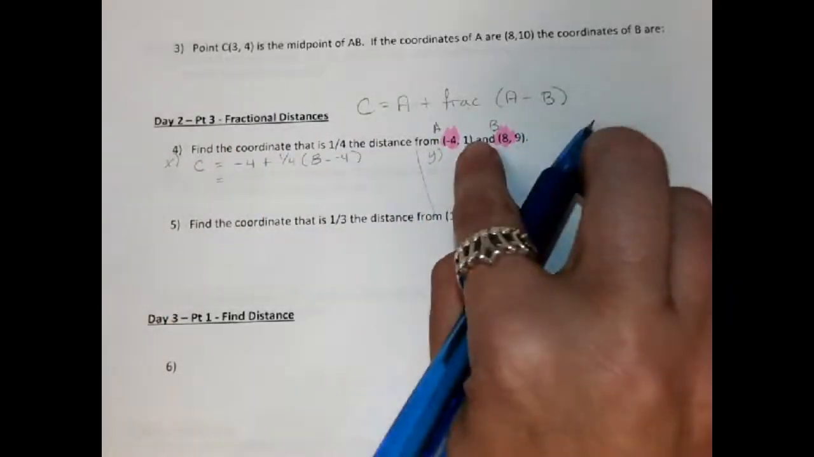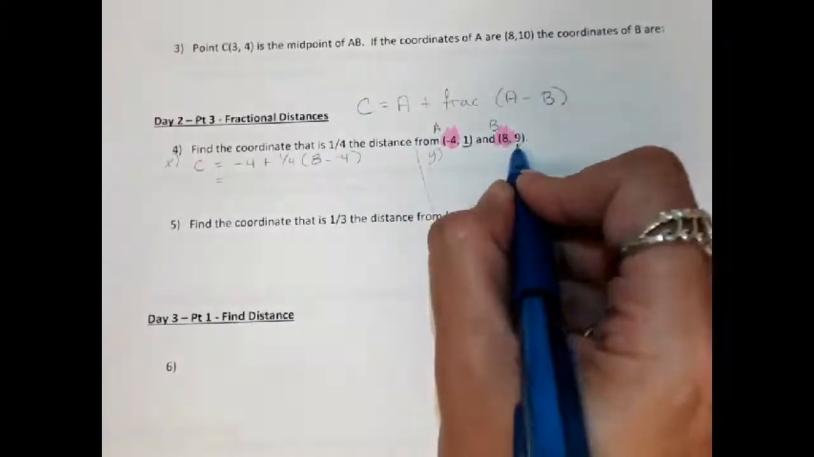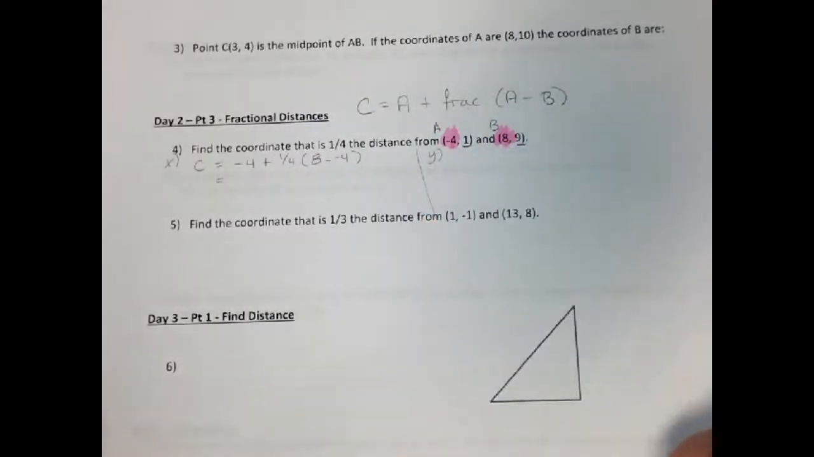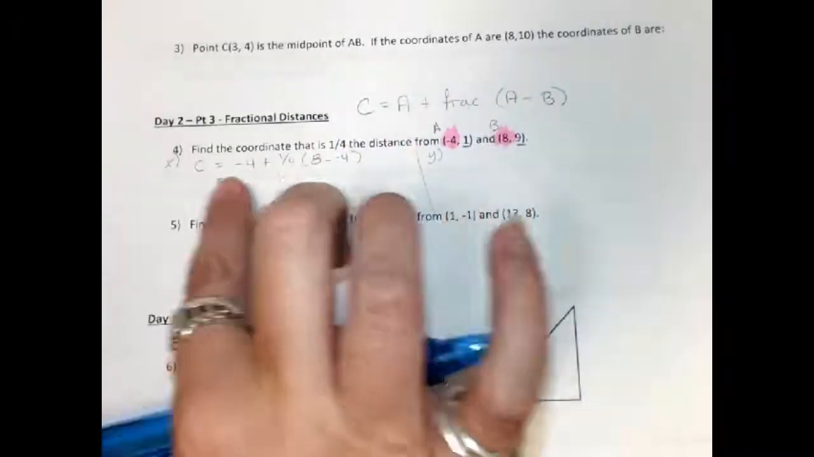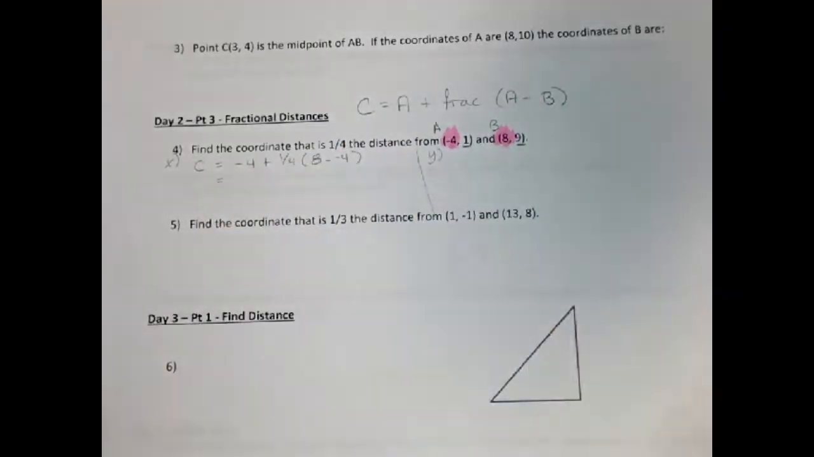Then you repeat the process with the y parts to get the other part of your answer. That's all there is to these. So it's just this same formula, you just do it once for the x's and once for the y's on both of those. Pause the video and finish these up before you move on to the next part.